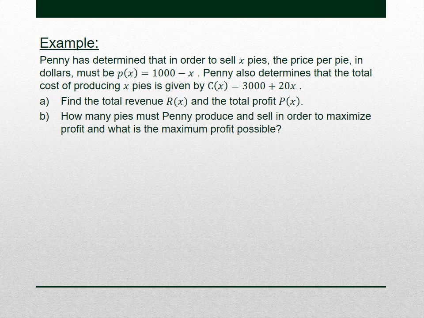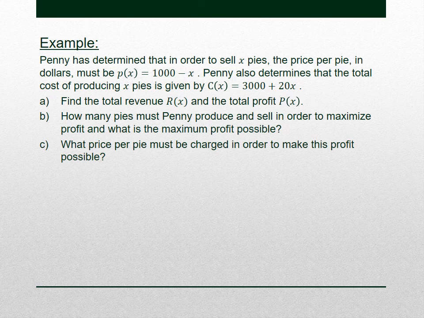It says Penny has determined that in order to sell x pies, the price per pie must be little p of x equals 1,000 minus x. It also says the total cost of producing x pies is given by C of x equals 3,000 plus 20x. And we're going to have three parts. The first part says find the total revenue and the total profit.